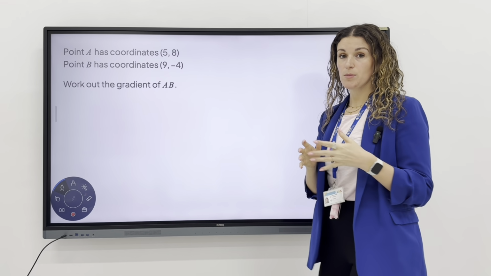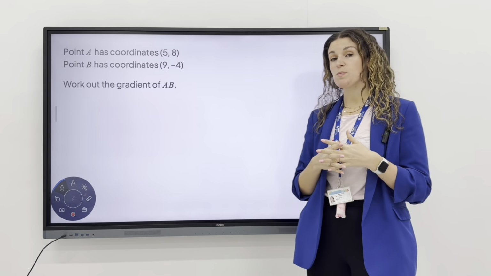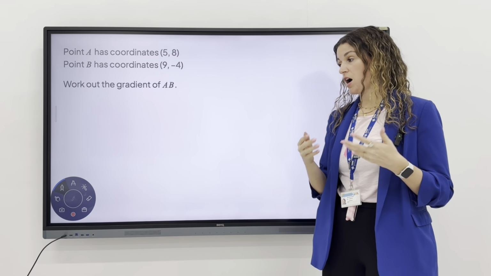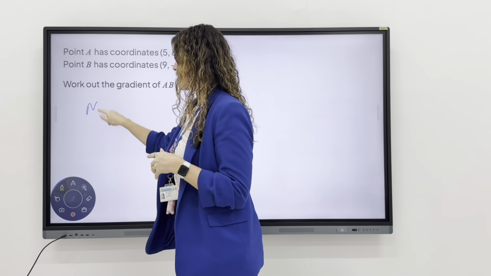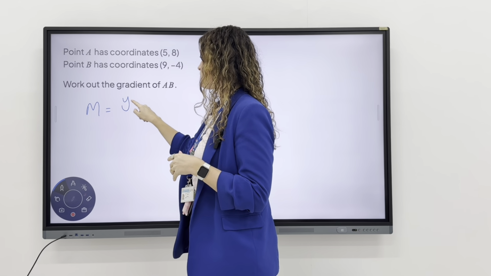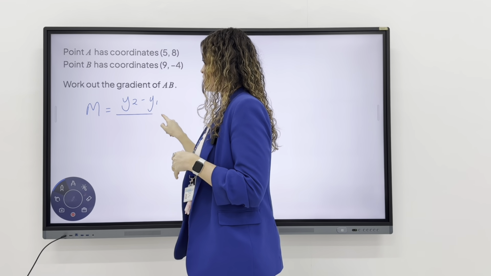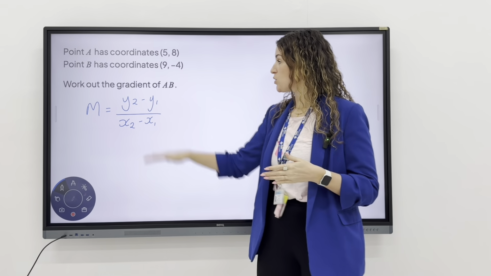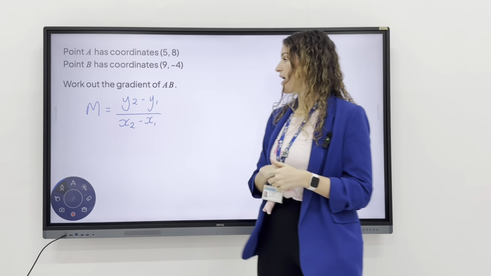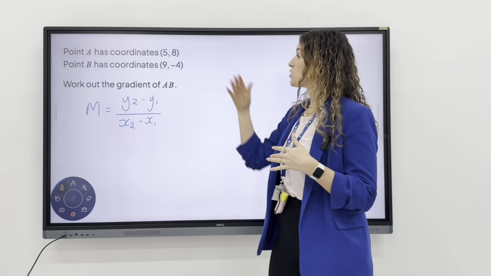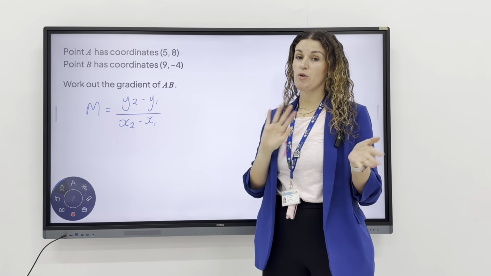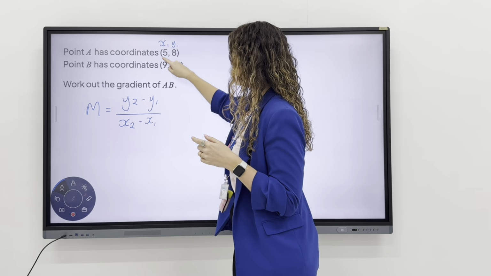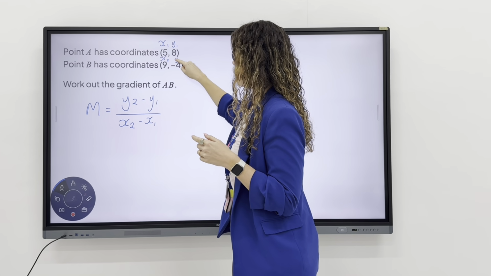So again, this is a formula. It is given to you. Just make sure you practice using those formula booklets and get to know what the different formulas are, okay? So the formula for gradient is y2 minus y1 divided by x2 minus x1. Okay, so your change in y divided by your change in x. So again, it's really important to label your coordinates before you start to prevent getting mixed up. So we're going to go for x1, y1, and then x2, y2.